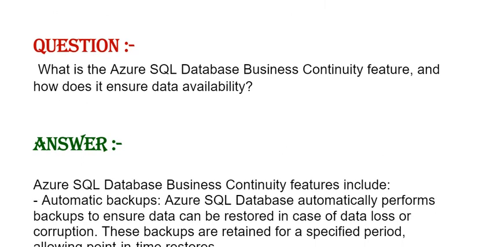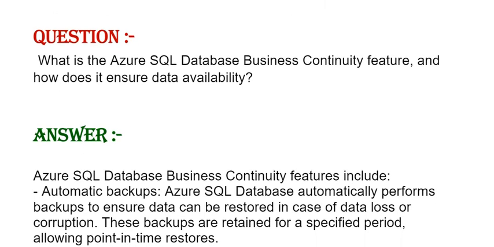Our next question is, what is Azure SQL database business continuity feature and how does it ensure data availability? Your answer should be, Azure SQL database business continuity feature includes the first one, automatic backup. Azure SQL database automatically performs backup to ensure data can be restored in case of data loss or corruption. These backups are retained for a specified period, allowing point-in-time restores.